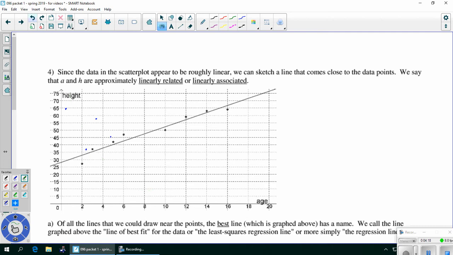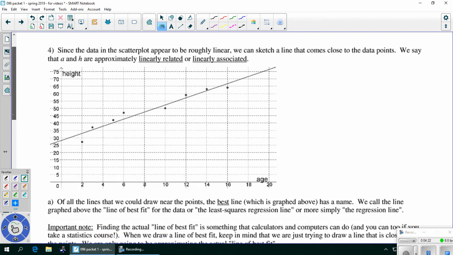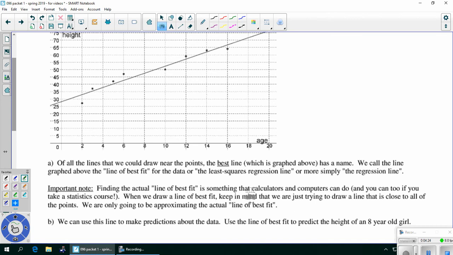But in our case, a straight line does a pretty good job of being near all the points. Of all the lines that we could draw near the points, the best line, which is graphed above, has a name. We call the line graphed above the line of best fit for the data, or if you're feeling fancy, the least squares regression line, or more simply, the regression line.